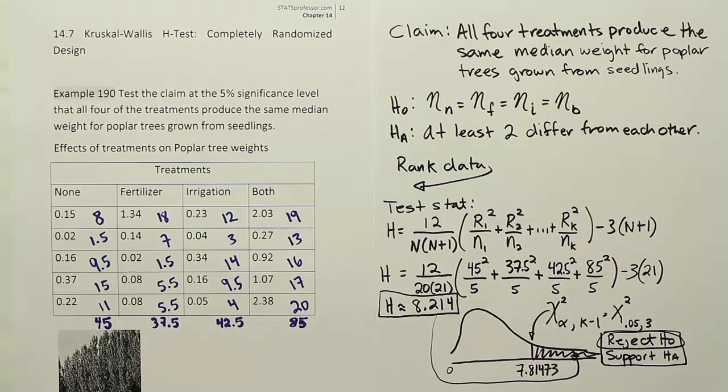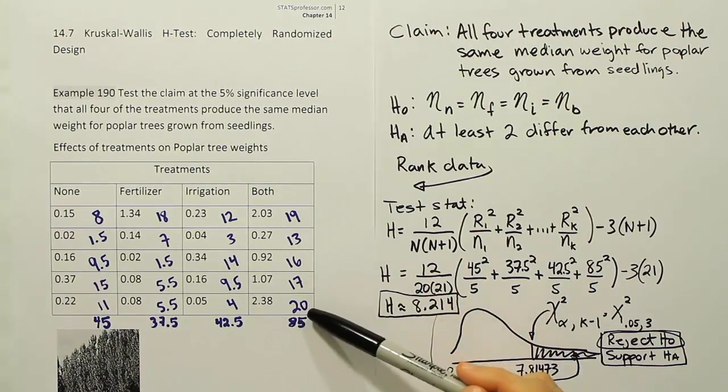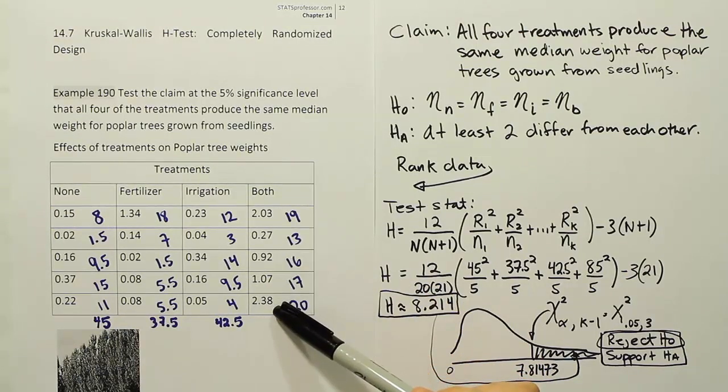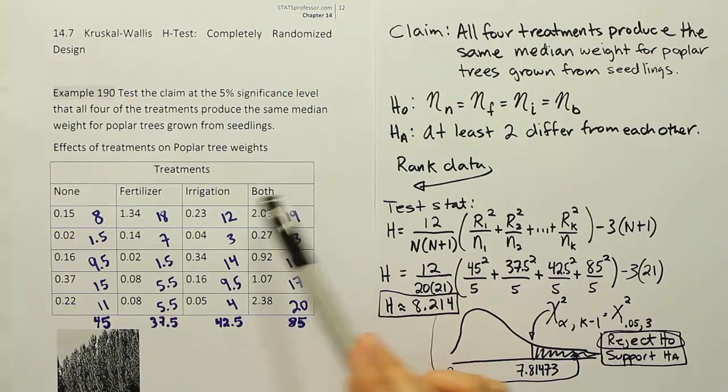So we're going to say the sample data allows us to reject the claim that they all produce the same median weight. And if I had to guess, it's probably because this both category has much higher ranks overall, which means this produced a much higher, say, median or average weight for the poplars that were given that combination of fertilizer and irrigation. All right, and that's it.